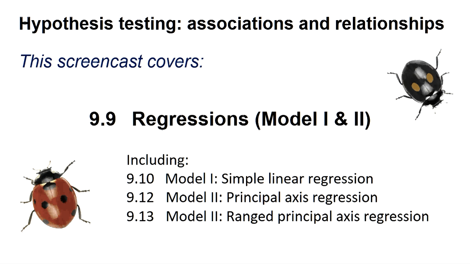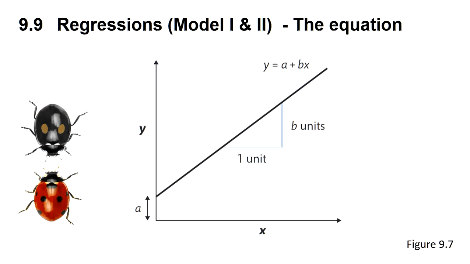This screencast covers section 9.9 regressions, including 9.10 Model 1 Simple Linear Regression, section 9.12 Model 2 Principal Axis Regression, and section 9.13 Model 2 Ranged Principal Axis Regression. Regressions are done when you have a significant correlation between two variables and wish to derive an equation that allows you to forecast the value of one of the variables when you know the value of the other. Regressions on their own do not tell you if there is a correlation between the variables you are modelling. See section 9.5 in the book for further information.